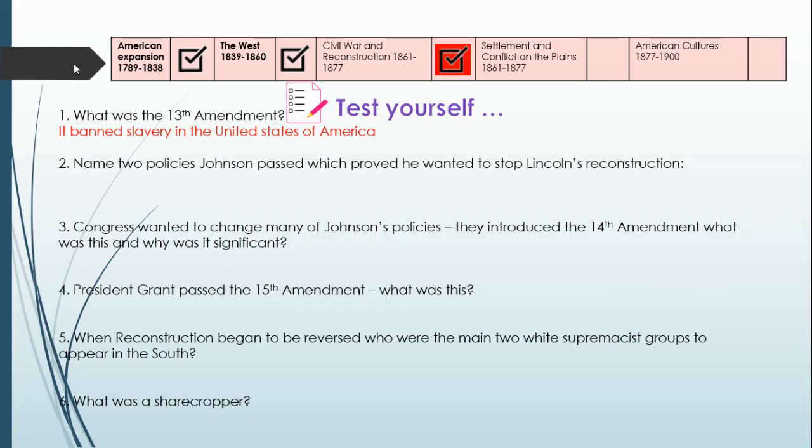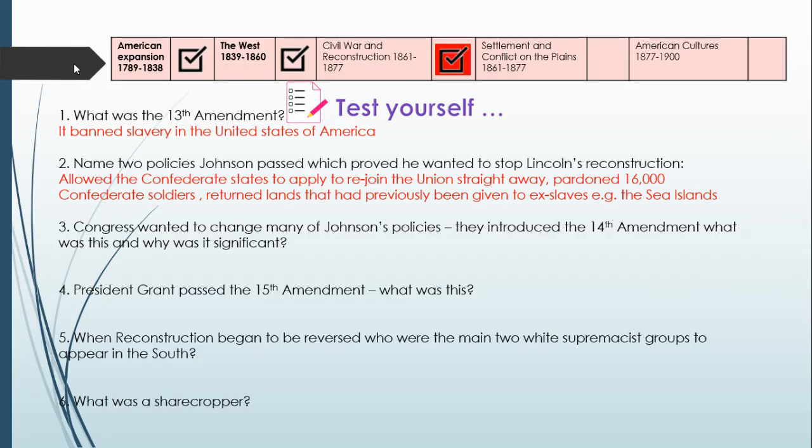Number 2, name 2 policies Johnson passed which proved he wanted to stop Lincoln's Reconstruction. Okay, so we've got a list here, so as long as you've got 2. He allows the Confederate States to apply to rejoin the Union straight away. He pardons 16,000 Confederate soldiers. He returned lands that had previously been given to ex-slaves such as the Sea Islands.